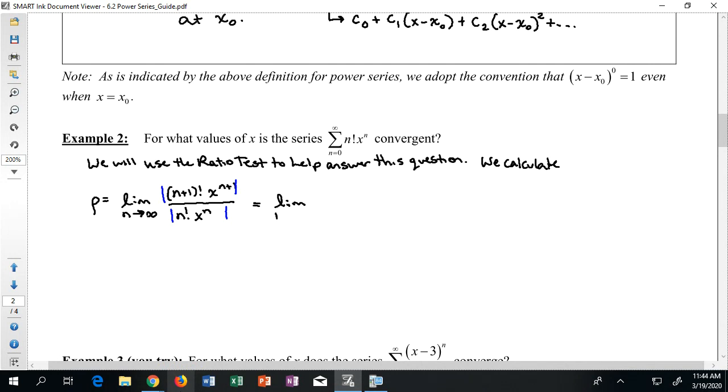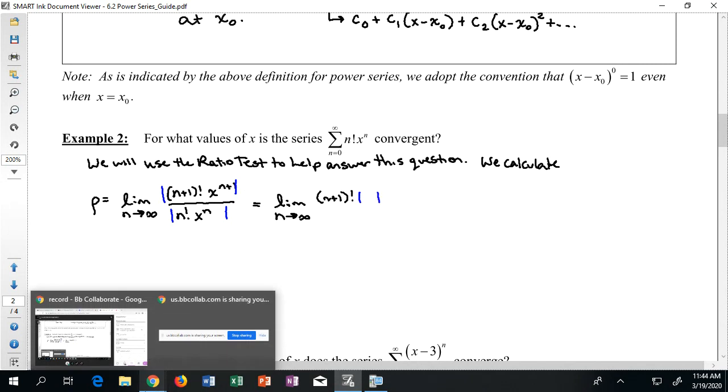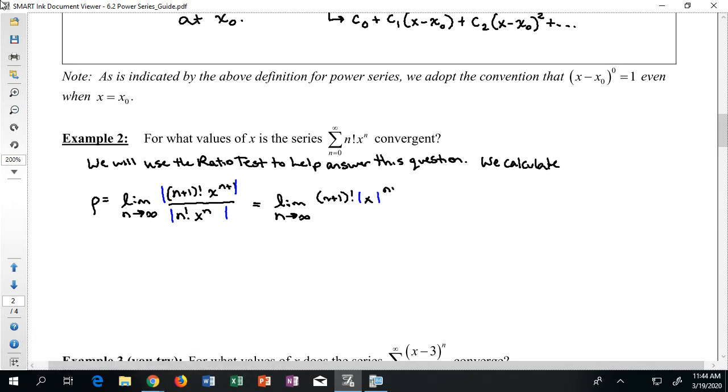We could simplify the top into an (n plus 1) factorial, and then an absolute value of x raised to the power of n plus 1. Notice if I take the absolute value of x before I take the power, I'm going to get the same number. I'm just going to make sure I always get a positive result. Same thing in the denominator: an n factorial and then an absolute value of x to the n. But now I can simplify this, and you can see what I'm going to come up with here. My factorial stuff is going to simplify down to an n plus 1, and I'm ultimately going to be left with an absolute value of x to just the power of 1.